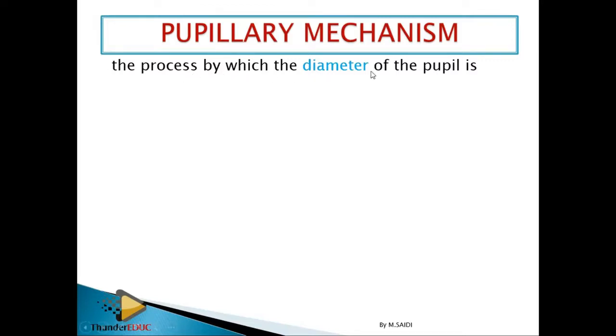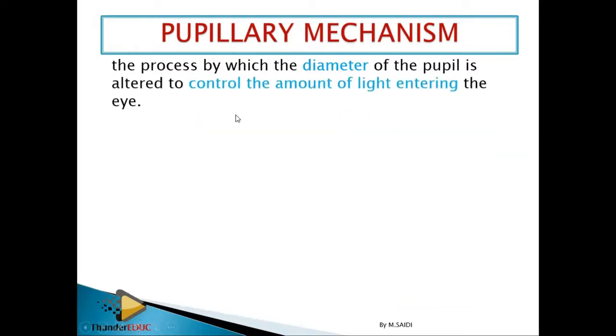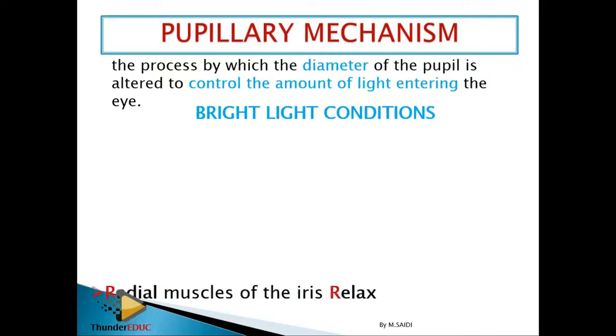So it's the process by which the diameter of the pupil is altered to control the amount of light entering the eye. The light can change depending on whether it is bright or dim. During bright light, more light is entering, and during dim light, less light is entering. So the eye is supposed to adjust so that at least the same amount of light is entering the eye. How does the eye do this?